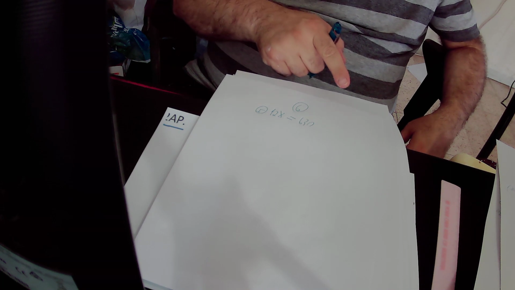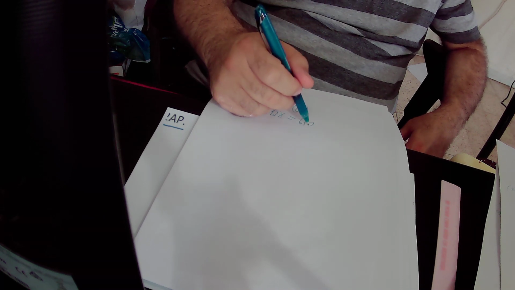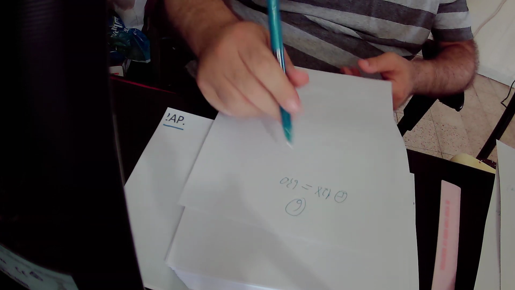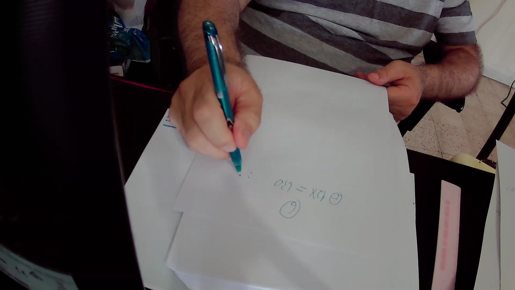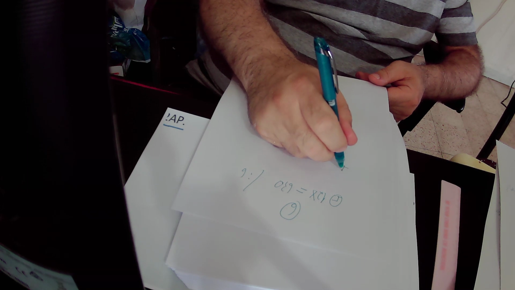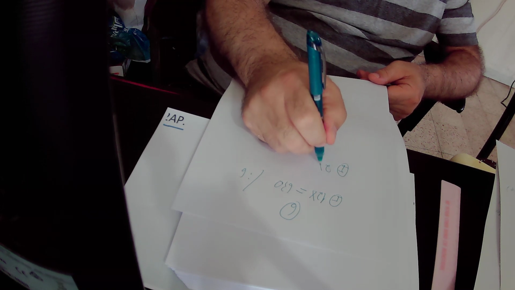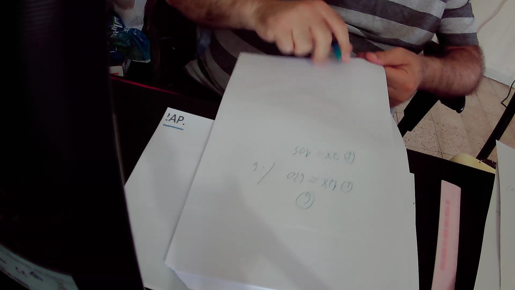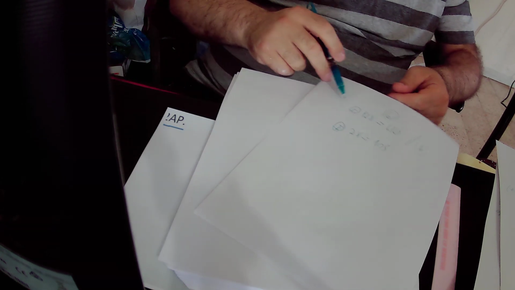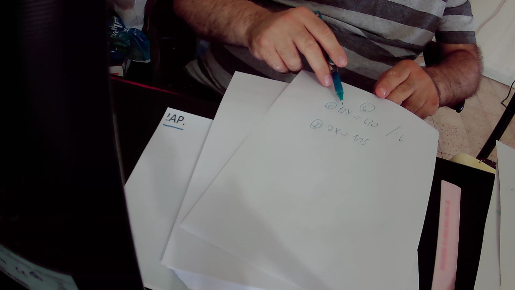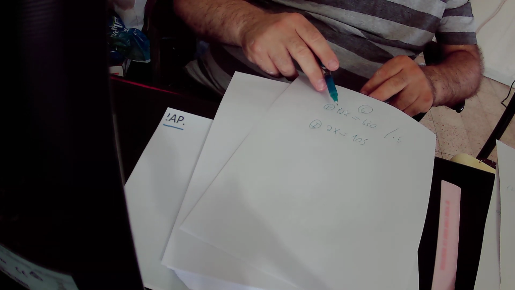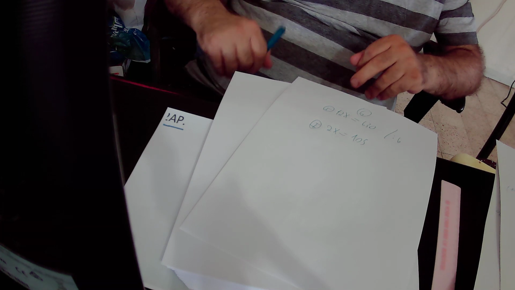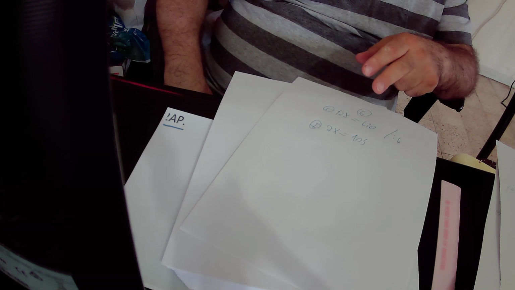Now we divide both sides of the equation by 6. We will get that 2x equals 105. So we divided both sides of the equation by 6. So 12x divided by 6 equals 2x, and 630 divided by 6 equals 105.